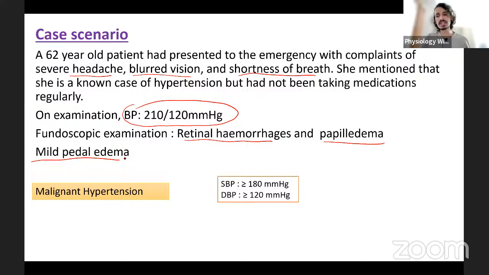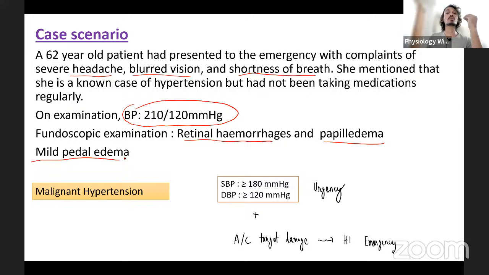So when you say a person is having more than or equal to 180 systolic BP, more than or equal to 120 diastolic BP, that is some sort of an urgency, because we have to treat this. Otherwise, eventually what will happen? This can result in some sort of acute target damage. Okay, so these features in this scenario, headache, blurred vision, shortness of breath, can all be secondary to this. Now, when you look at the fundus, you see the retinal hemorrhage, papilledema, which is all because of target organ damage. Okay, so BP is very high, target damage is high. This is a sort of an emergency, hypertensive emergency. Okay, so this is what you call malignant hypertension.